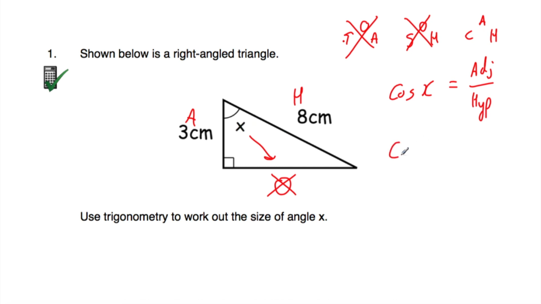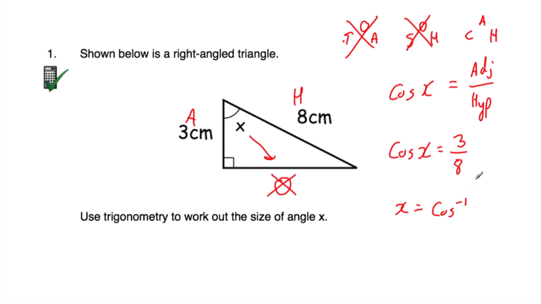So let's do that. The cos of x is equal to the adjacent, which is 3, divided by the hypotenuse, which is 8. So the cos of this angle is equal to 3/8. Now this angle is obviously not equal to 3/8. The cos of the angle is equal to 3/8. So we want to get rid of this cos, and to get rid of the cos, we do the inverse operation. That will be the inverse cos, or the arc cos, or on the calculator you'll press shift cos. So we write x is equal to, and on our calculator we press shift and cos, and it comes up as cos with a little -1, like so.